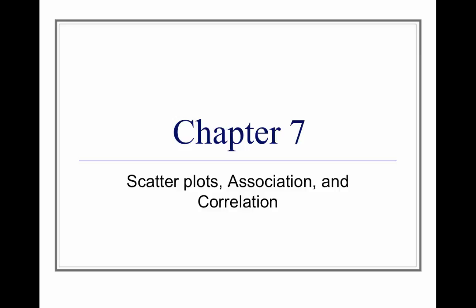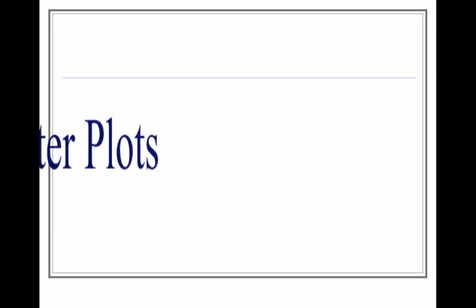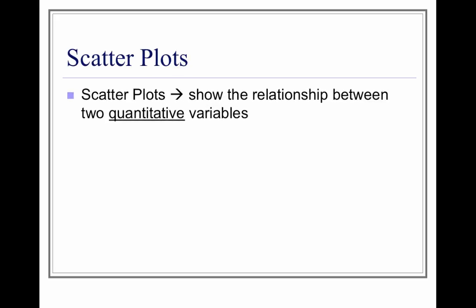We're starting Unit 2, which is about bivariate data, which means that we are looking at two variables at the same time. So Chapter 7 starts out with scatterplots, association, and correlation. Starting with scatterplots, scatterplots show the relationship between two quantitative variables.